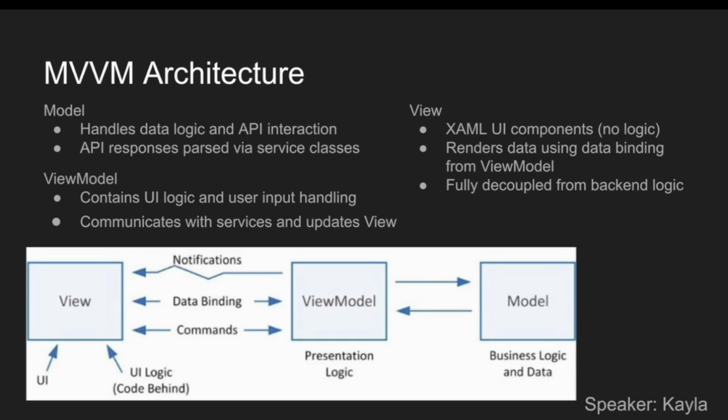The view model layer contains the app's UI logic. It acts as a bridge between the view and the model, handling commands, input validation, and API calls. It exposes observable properties that the view can bind to, ensuring that UI updates happen automatically when the underlying data changes. This allows the view to remain lightweight and focus solely on rendering.